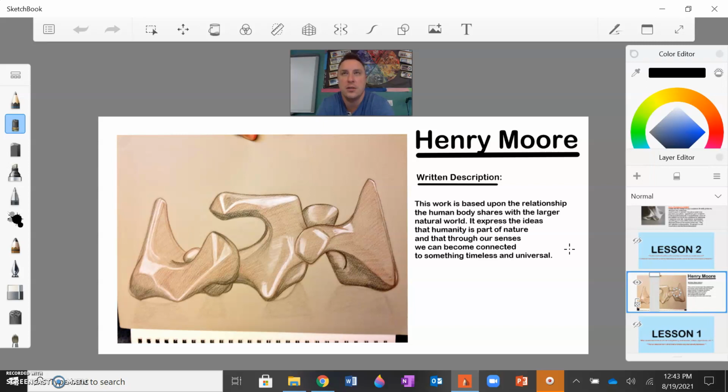All right, so just send me the written description and a photo of your work under the student lesson or the photo progress of the lesson, and I look forward to reading your descriptions and seeing what you're planning for your sculpture.